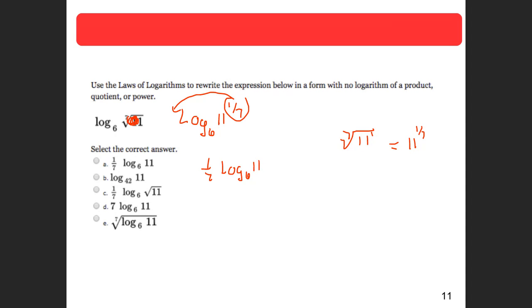And that's it. I'm done, because it asked me to rewrite it without any products, quotients, or powers. Well, I don't have any powers now. I brought that power to the front. I don't have any products or quotients, so this is rewritten the way they want me to. Letter A.